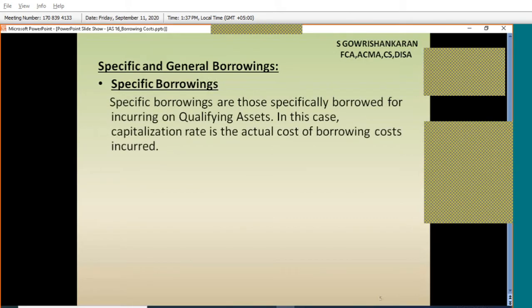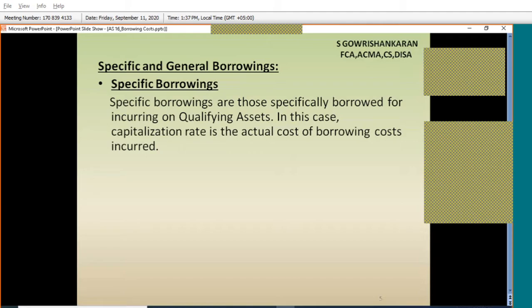Specific borrowings are those specifically borrowed for acquiring a qualifying asset. In this case, the capitalization rate is the actual borrowing cost incurred. So that is why specific borrowing, general borrowing. In specific borrowing, whatever interest you pay is only for the purpose of constructing the mall. You can take that interest directly and capitalize it.